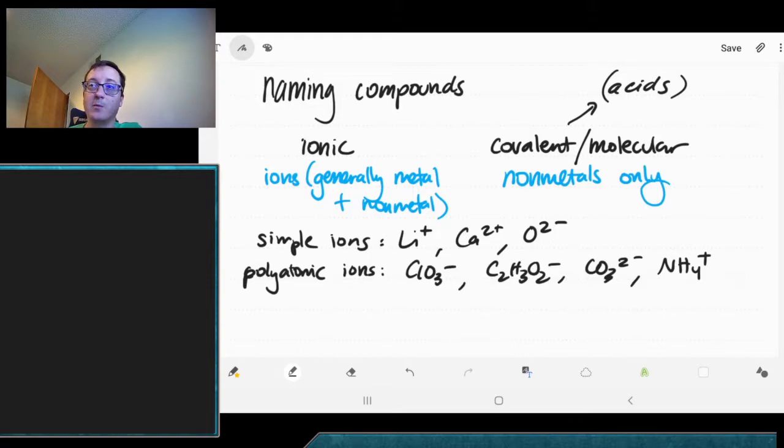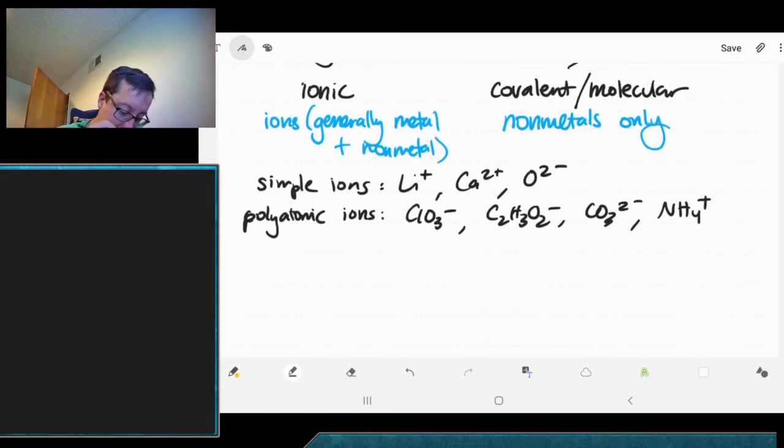So simple ions, monoatomic, one atom. Those take their preferred charges, or in the case of transition metals, one of many charges. And then polyatomic ions, which have multiple. There are many different polyatomic ions that are fixed. So they all have a specific formula and a specific charge. So let's look at compounds that are just of simple ions first.